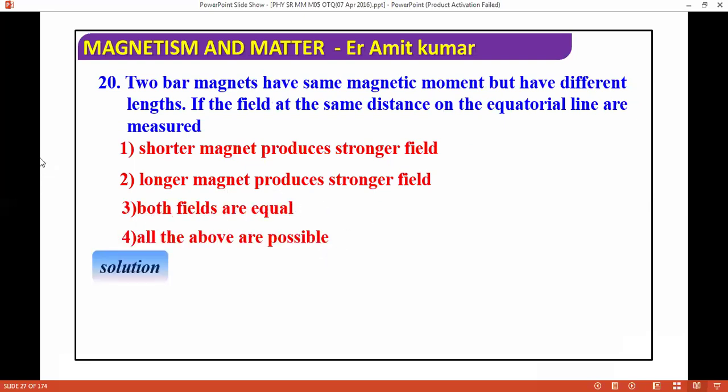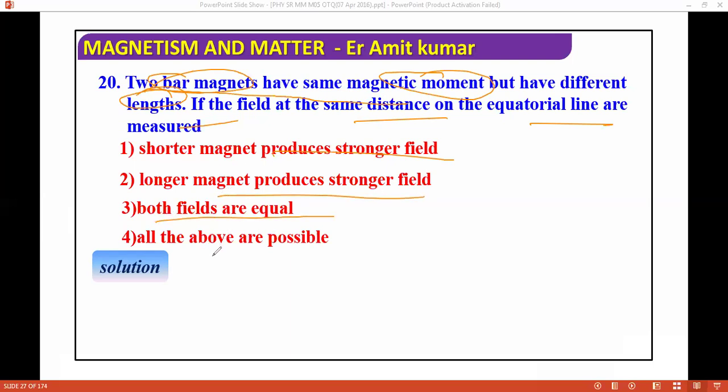You can go through this question once again. We have two bar magnets, both with the same magnetic moment but different lengths. If the field at the same distance on the equatorial lines is measured, the shorter magnet produces a stronger field, the longer magnet produces a stronger field, both fields are equal, or all of the above are possible. To solve this question, see what I'm showing here.